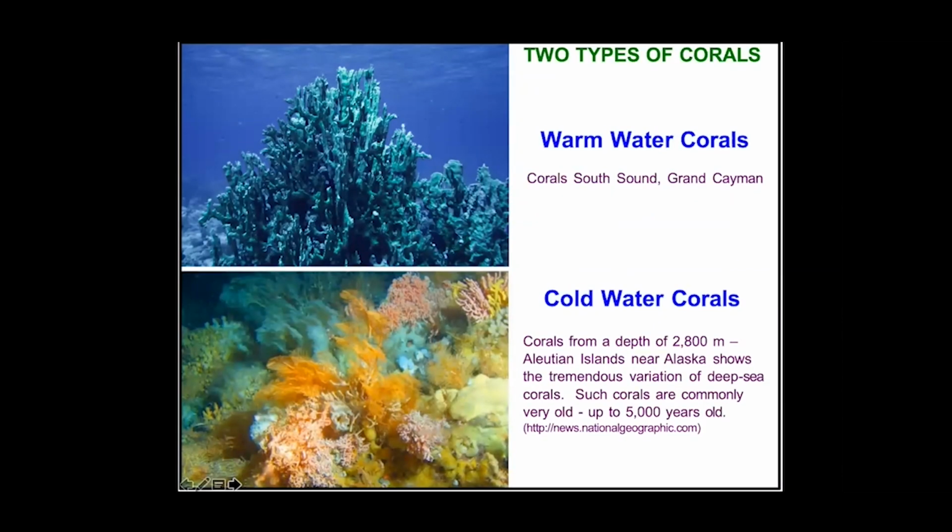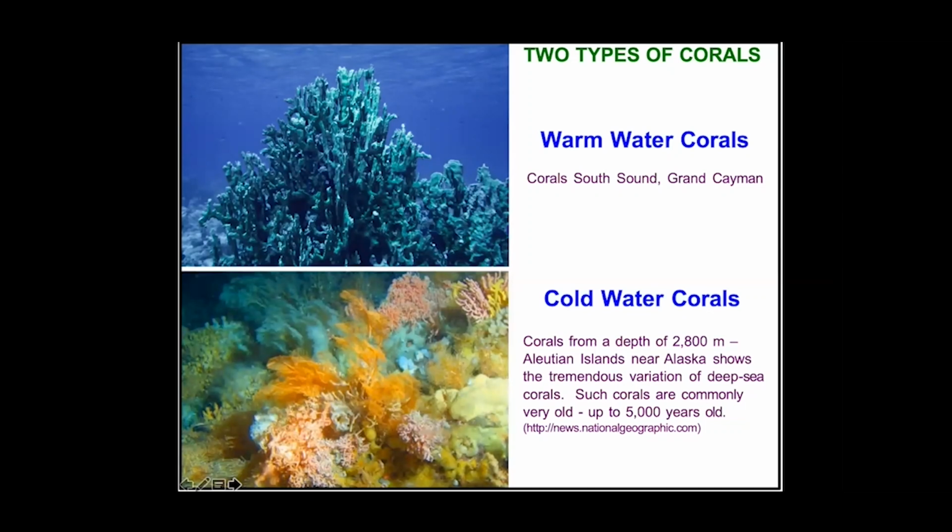We also have to understand there are two types of coral in the broadest sense. There are the warm water corals. These are the ones that we're most familiar with. They're the ones that you see around Grand Cayman. And as that term implies, they require warm water to grow. What you may not be aware of, and very few people are, are the cold water corals. These cold water corals can grow in very deep water.